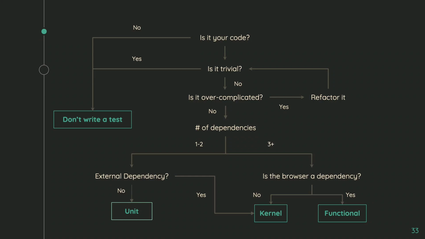So after that, I'm going to take a look. All right, I've refactored it. I need to consider my dependencies. If it's one or two, I'll consider a unit test. Unless there's a database involved, like in Drupal, then I'm probably going to write a kernel test. Or if there's three or four or more, I'm probably going to write a kernel test. Unless there's a browser, where I need to click a button or something, then I'm going to write a functional test.